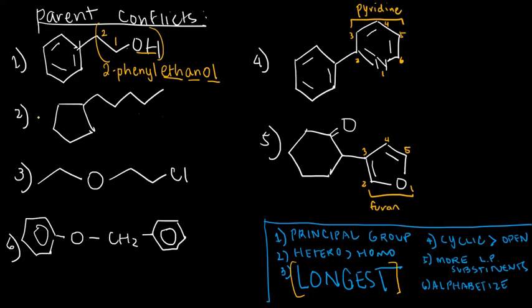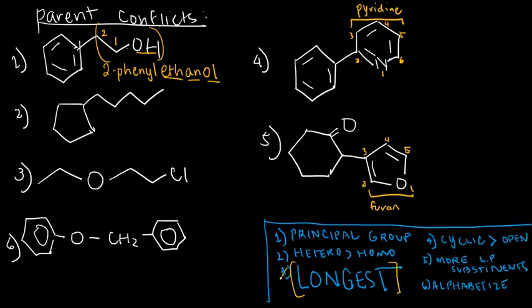For 2, we have another dilemma because not only do we have 2 compounds that have no principal group, meaning you cannot anymore use rule number 1, they are also of the same length. Look at the cyclic part. How many carbons do we have? 1, 2, 3, 4, 5. Look at the linear part. How many do we have? 1, 2, 3, 4, 5 as well.